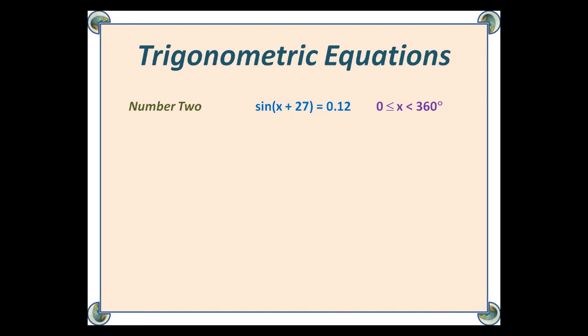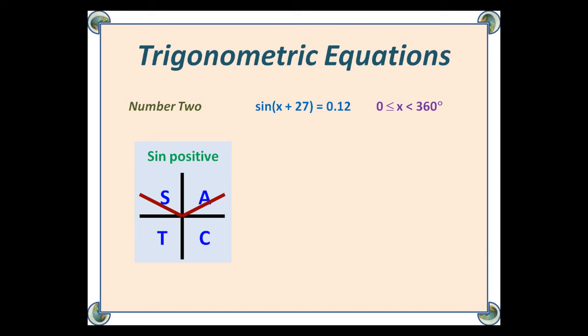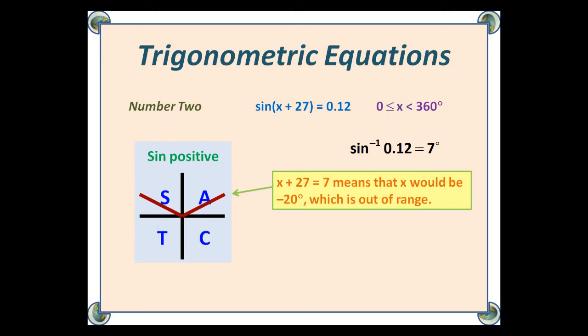Number 2, sine of (x plus 27) is 0.12. Again in degrees between 0 and 360. Well, sine is positive, so we're going to draw lines in the A and S regions. The inverse sine of 0.12 is 7 degrees to the nearest whole number, so we have an angle of 7. But if x plus 27 is 7, that means that x is minus 20, which is out of the range 0 to 360, so we can't use that one.